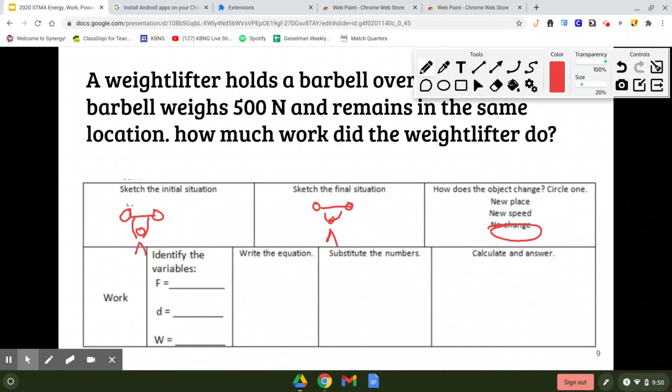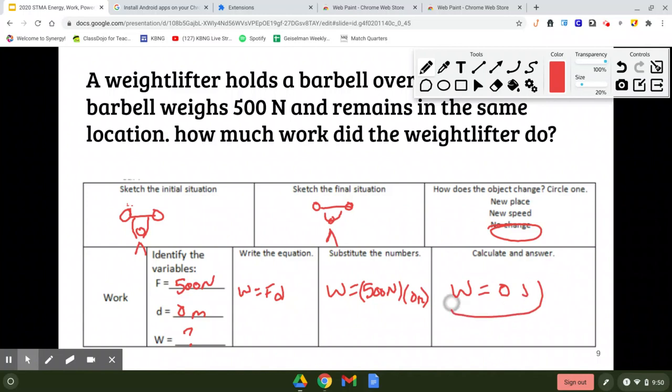We do know that the force on the barbell, the weight of it, is 500 newtons, but it has moved a distance of 0 meters. Well, how much work was done? We'll use our equation, work equals force times distance, and we'll substitute in: work equals 500 newtons times 0 meters. And when we figure this one out, 500 times 0 is equal to 0 joules of work done.